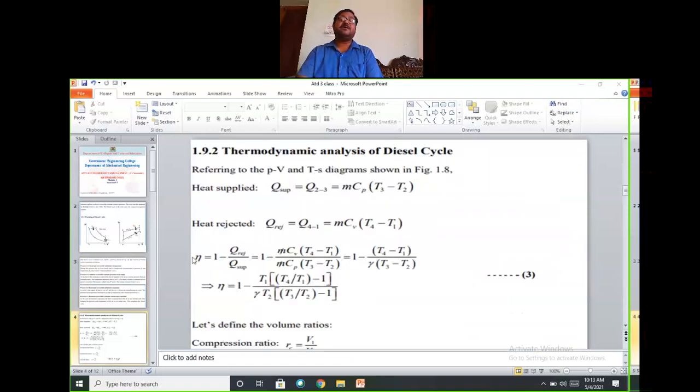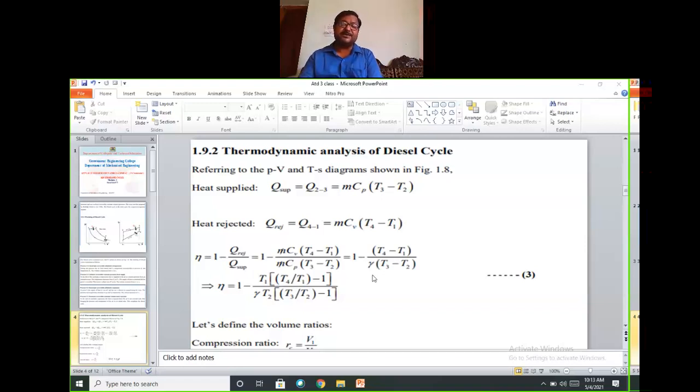Thermal efficiency. As you all know, for any air standard cycle, thermal efficiency eta is equal to 1 minus Q rejection by Q supply. If you substitute both the equations here and take out the m, Cp and Cv, the mass will get cancelled. We get Cv by Cp as the ratio. If you bring this Cv to the denominator, it becomes Cp by Cv, which is the gamma of the air. Gamma of the air is the standard value 1.4.